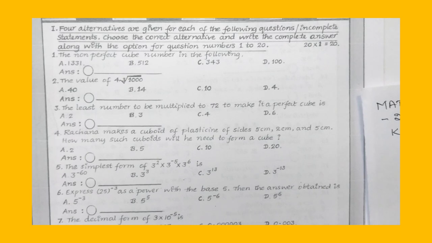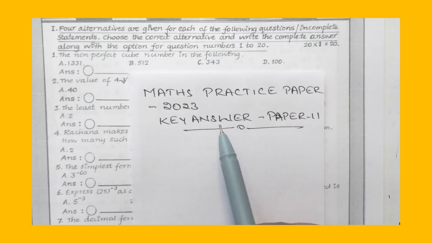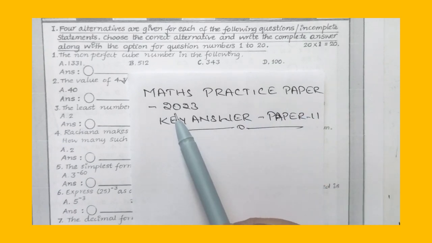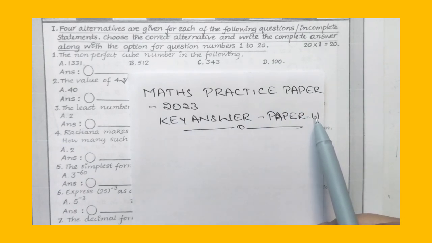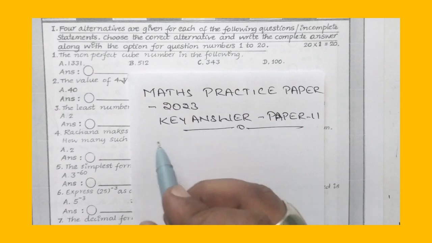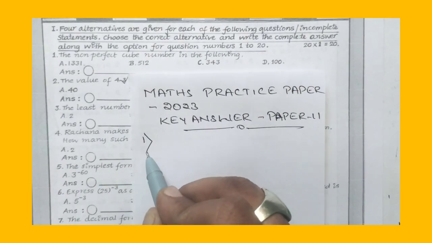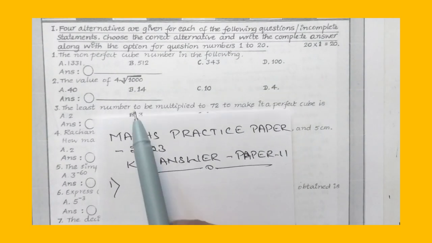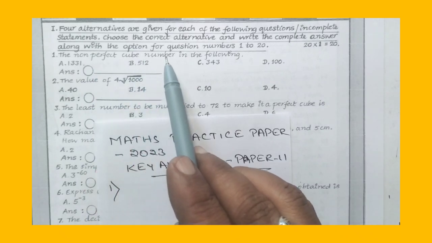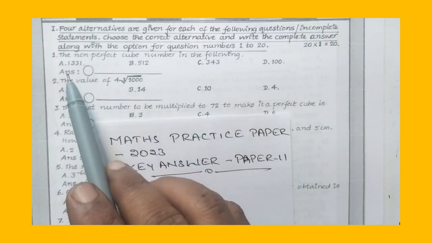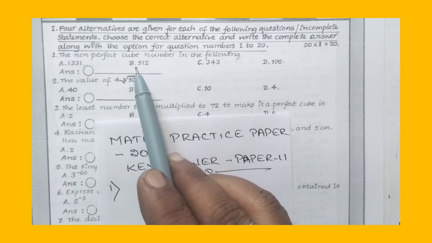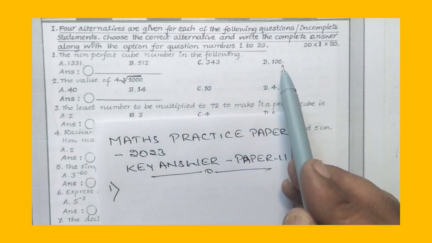In this video, we are going to answer mathematics practice paper number 11 of class 8. So now let us answer the first MCQ question. The first MCQ is: the non-perfect cube number in the following is 1331, 512, 343 and 100.